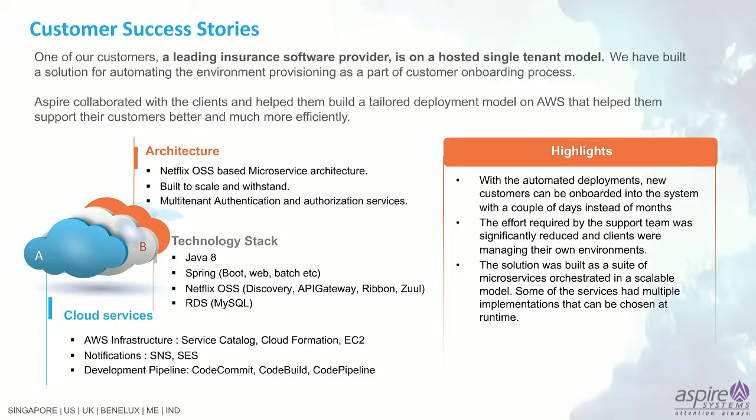The technology stack that was used for the solution was Java, and a microservice-based architecture was deployed. From a cloud service perspective, CloudFormation and EC2 were the main services used, and Service Catalog was utilized to provide customers a staging environment that they could themselves provision, test, and then move to live seamlessly. Notifications were sent using SNS and SES, which is the Simple Email Service and notification services of Amazon. And the entire process was automated and the development pipeline was automated, which utilized CodeCommit, CodeBuild, and CodePipeline services of AWS.